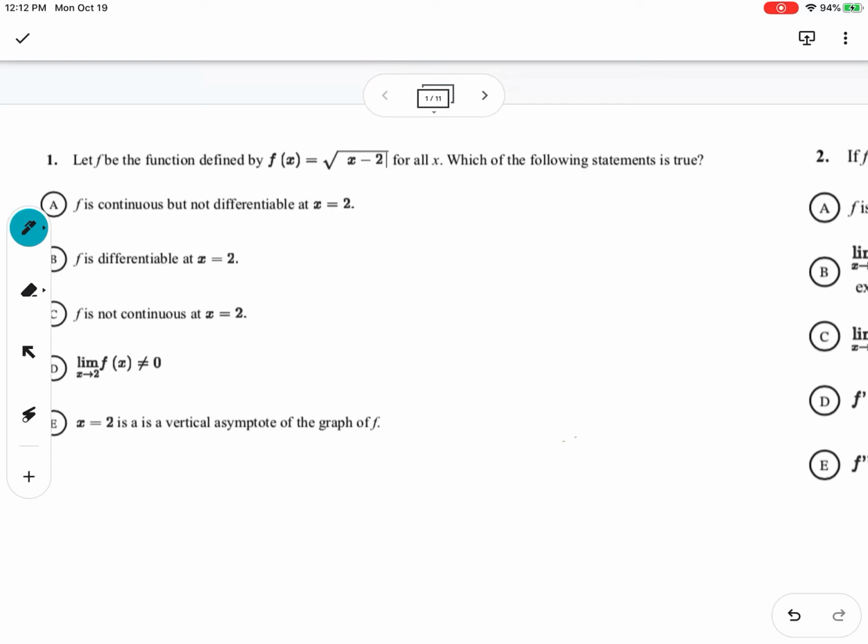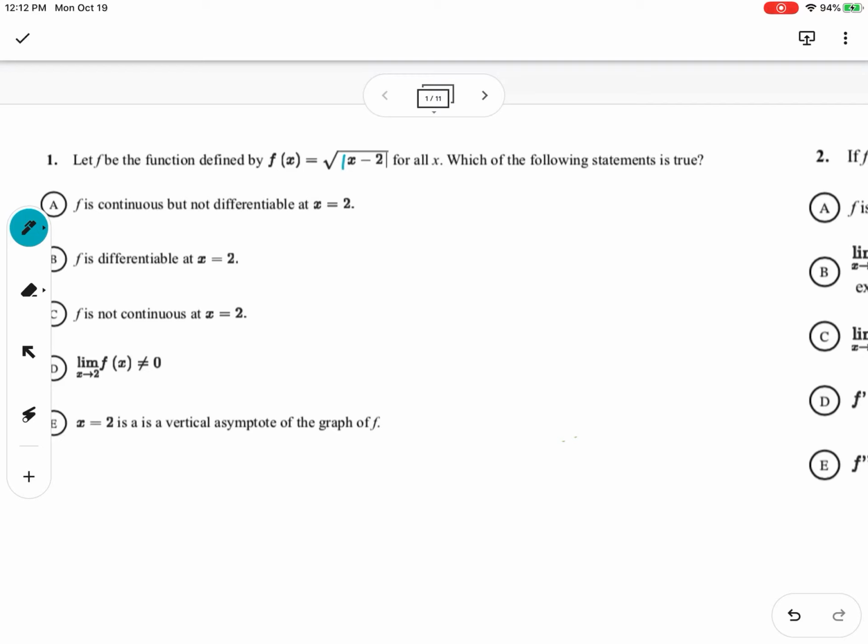Okay, so I'm going to go over the practice test here, test two. Well, test two, I don't know if that's what it's called, but the unit two practice test. Let f be the function defined by f of x equals the square root of the absolute value of x minus 2, for all x.